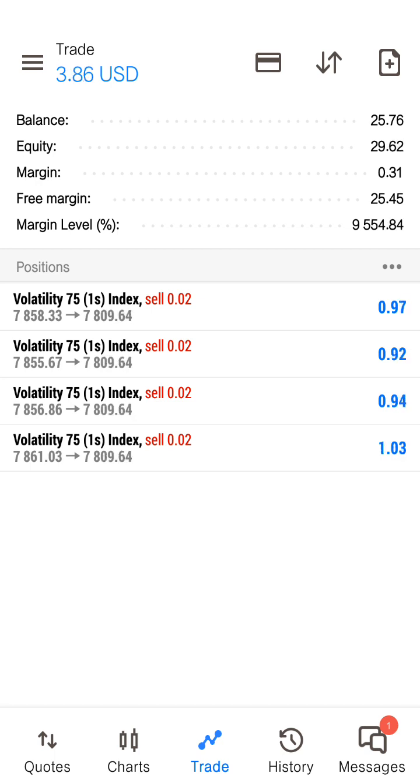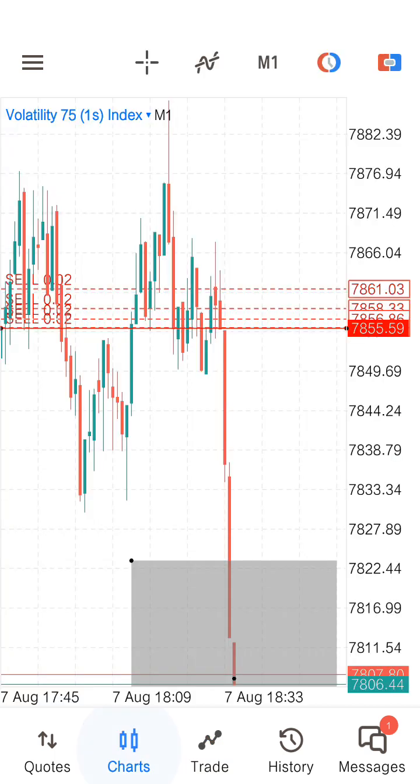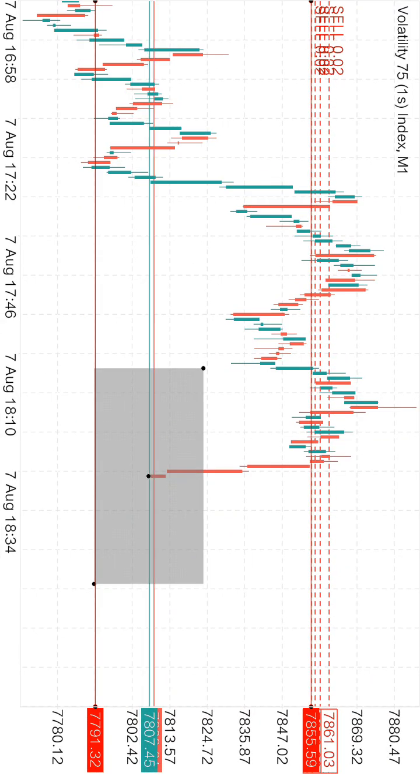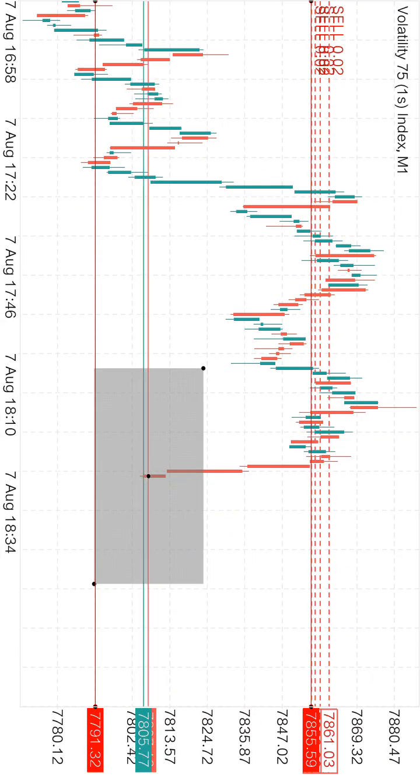So this is a live trade. You can see the drawdown we had was very small, and the trade is moving. It's actually about to hit our target. That's the break even point.